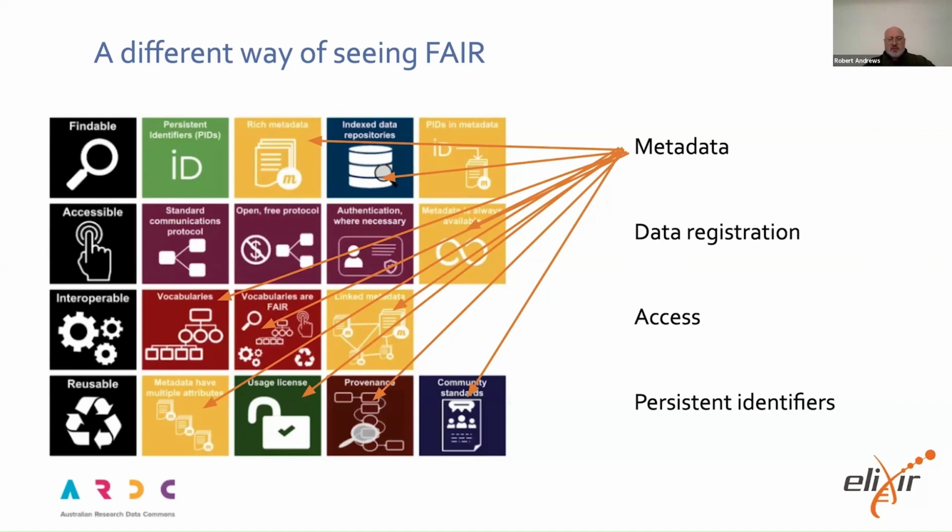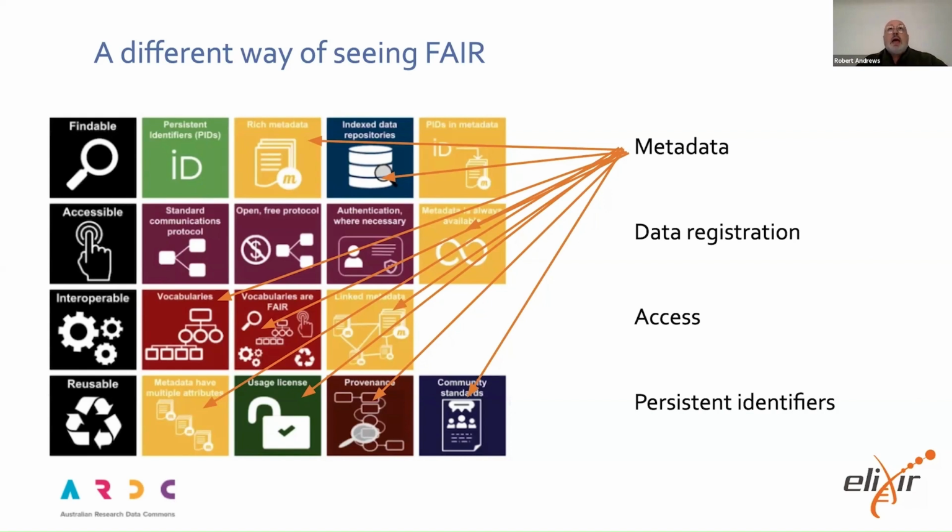So what we did here is we took a steer from two of the FAIR authors, two of the people on the authorship list of the original publication, who talked about moving the principles around under 4 headings. Here, just on the right, we've got the metadata, data registration, access, and persistent identifiers. And we moved these principles under these headings.